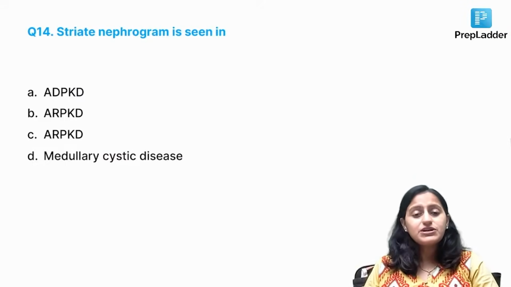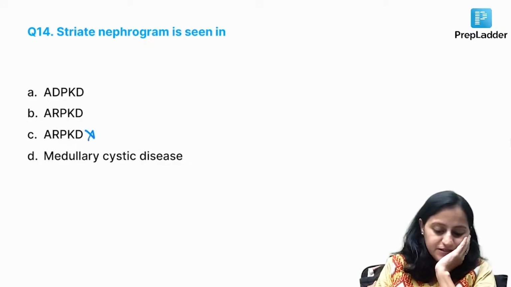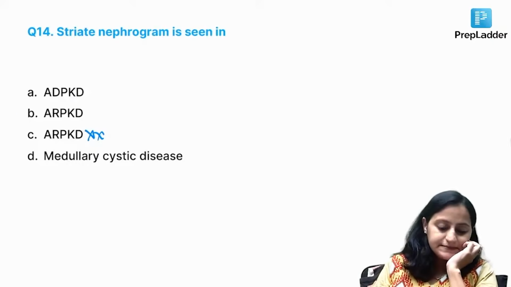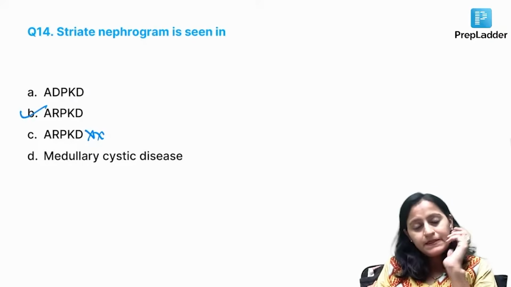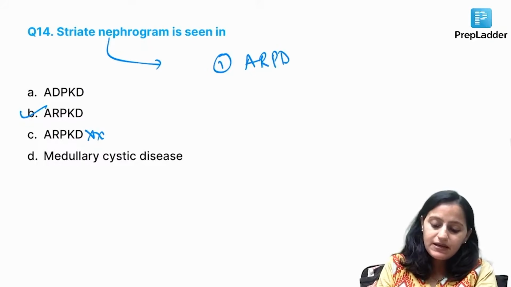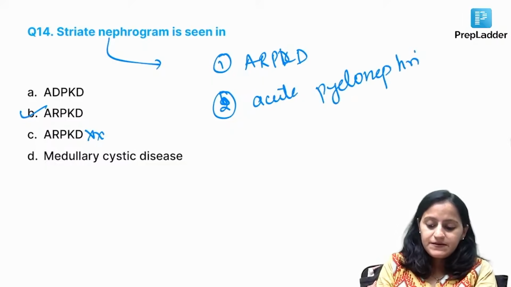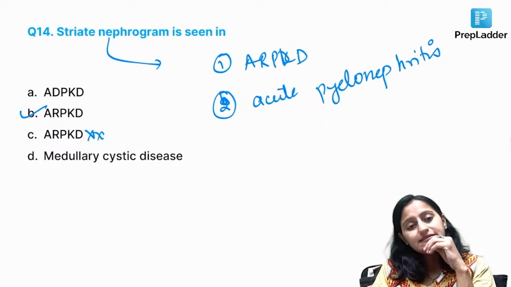Next one. In which condition do you see striate nephrogram? Oh, sorry. The two options have become same here. My bad. Right. It is ARPKD. So striate nephrogram, remember you get in ARPKD, and you have a second which is also acute pyelonephritis. Okay, acute pyelonephritis as well.